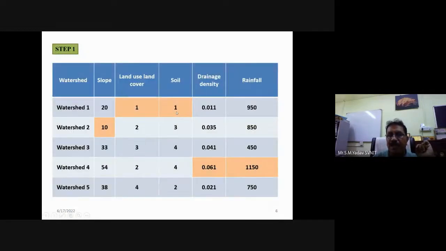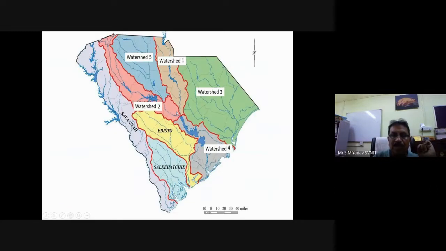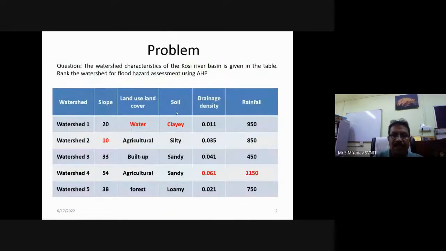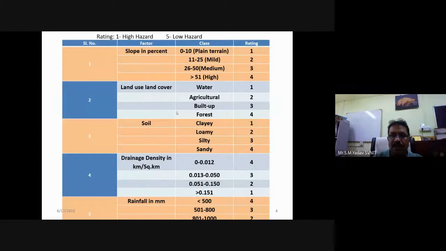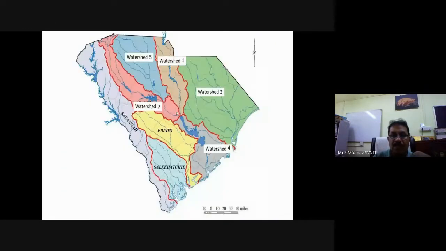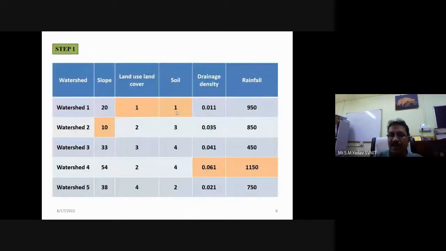Soil, clay is 1 for watershed 1. Watershed 2, what is the soil? The soil is silty. So for silty soil, what is the number? 3. So the number 3 is given. Like this, I give you 5 minutes. You prepare this step 1 table in your notebook. I am giving you 5 minutes. Please do it.